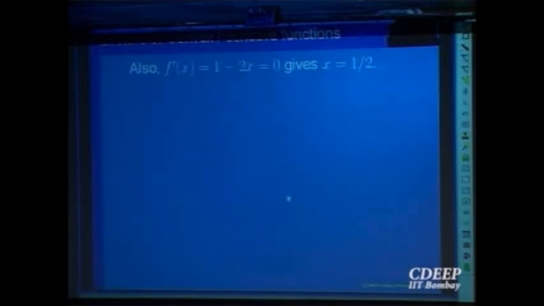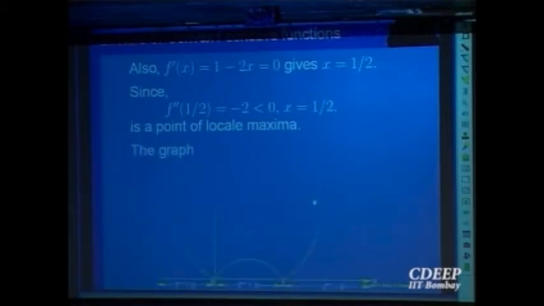You can also analyze the point in between where f prime of x is equal to 0, that is x is equal to 1 by 2. You can analyze whether that is a point of local maximum or minima. Second derivative is less than 0, so that is a local maximum. So that is what the graph of the function will look like.